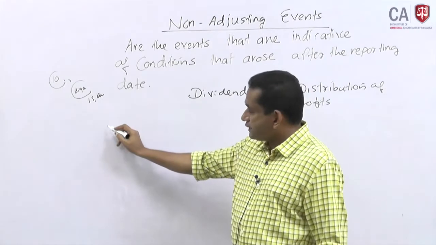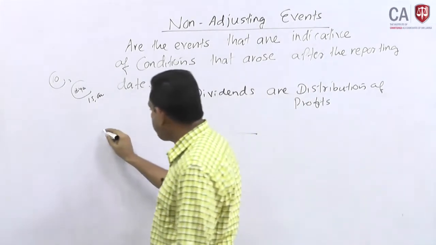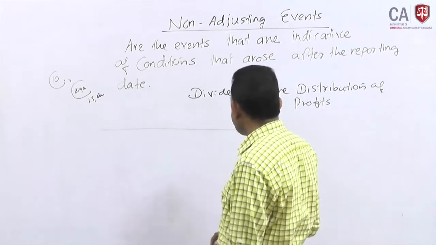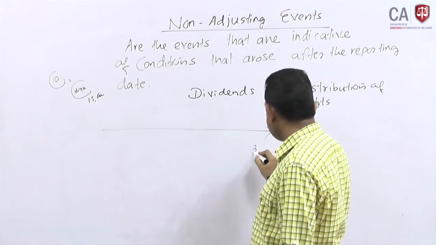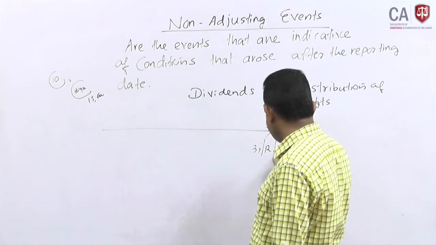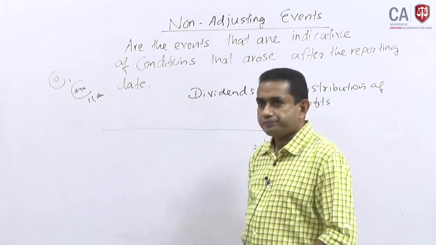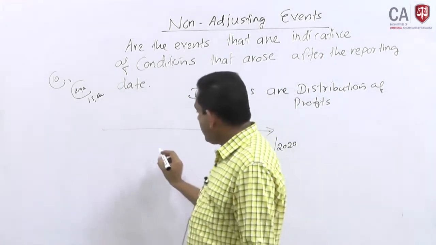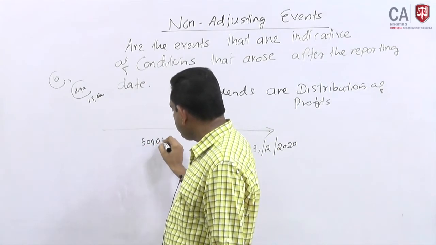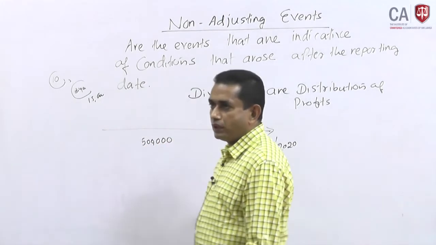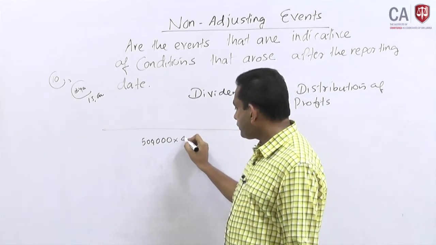Now, let me first take preferential dividends, not equity dividends. Let me first take preferential dividends. Reporting date 31st December 2020. And we had issued 500,000 preference shares. And we had promised to pay 4 rupee dividend a share.